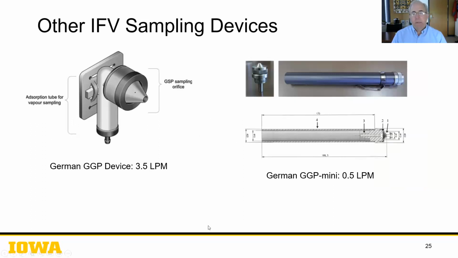There are other sampling devices out there, two being developed in Europe, the German GTP device. You can see they use this sampling orifice, which is their equivalent of the IOM, followed by an adsorption tube. And they have a GTP mini, it's called, which is down at 0.5 liters per minute with a really interesting sampling head on the top end that, again, mimics the inhalable curve. So there is at least one other device out there.